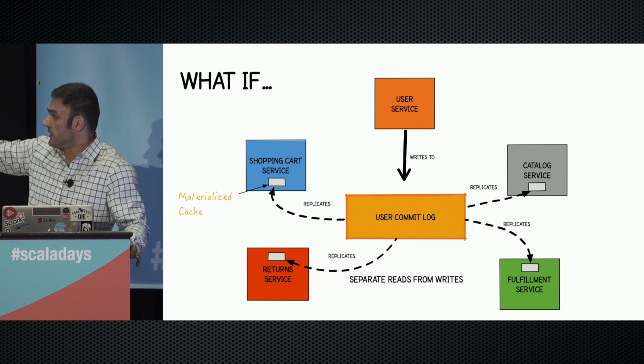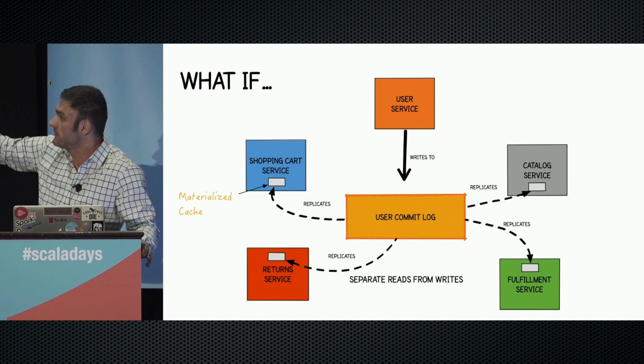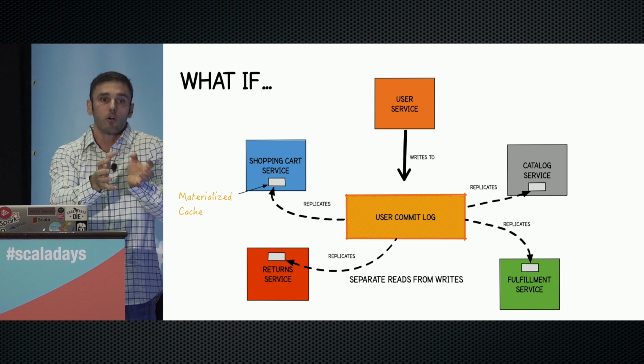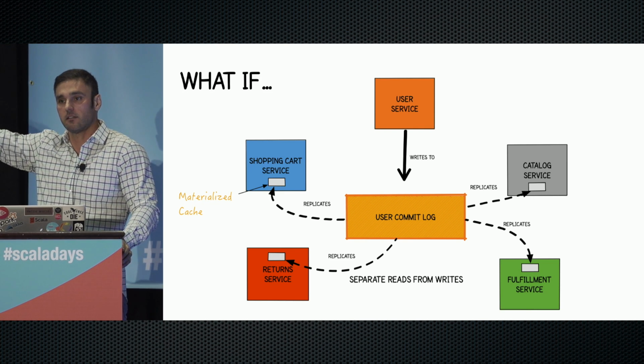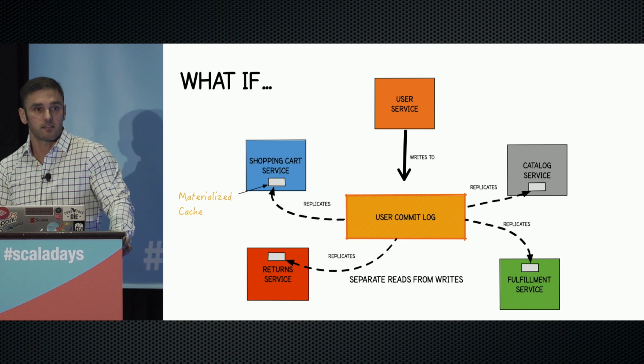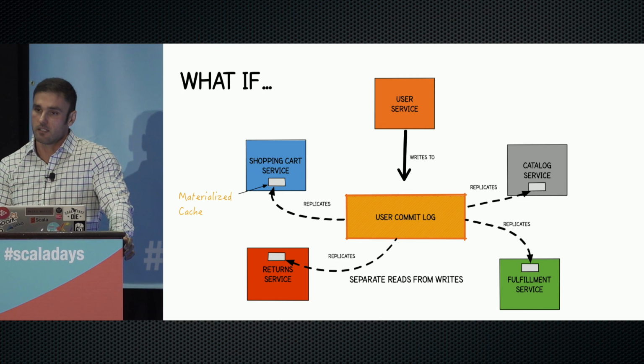So the shared state is only in the cache in each service. Those become local caches of data. The truth is in the commit log. Everything else is just different ways to represent that same log through a stream processing framework.